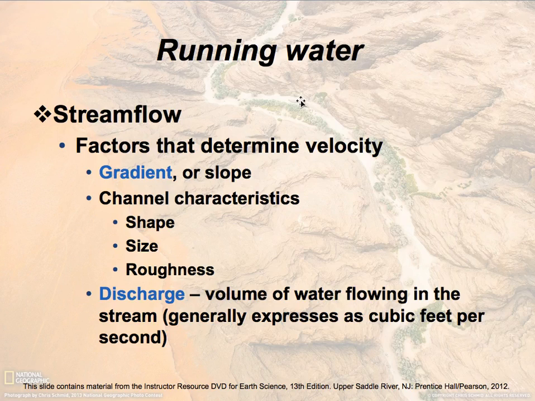You can imagine that higher up on mountain ranges or hills, you're going to have steeper slopes. When water is moving along a flatter surface, where the slope is lower, velocity is probably also lower. Velocity is controlled by channel characteristics, shape, size, and roughness, and also the discharge, or the volume of water flowing in the stream.